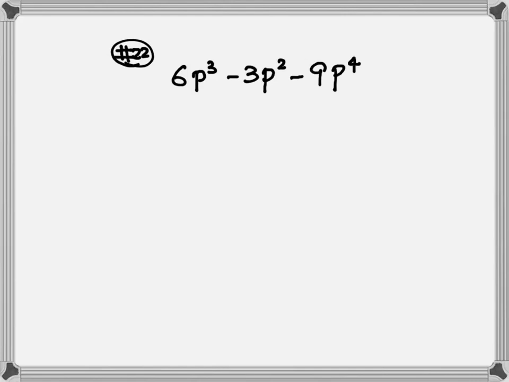Now let's look at number 22. Number 22, we have 6p^3 minus 3p squared minus 9p^4. So step 1, I'm going to draw empty parentheses. Step 2, we're going to check, can the smaller number go into the large number? 3 can go into 6. 3 times 2 gives me a 6. 3 times 3 is 9. So the common factor is a 3 for every number.